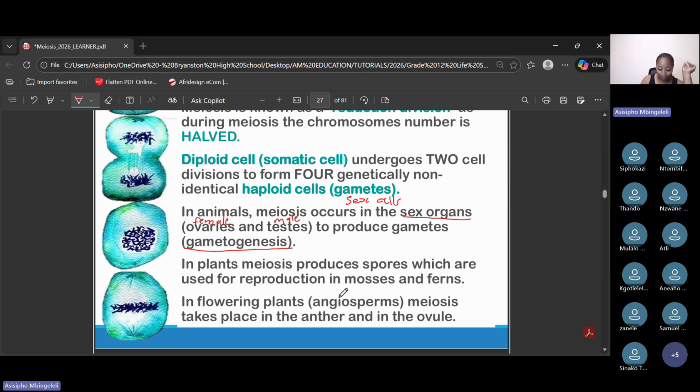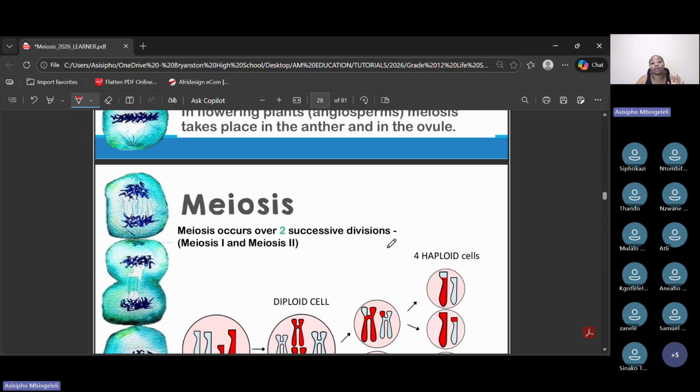Now, in plants, I'm not going to emphasize this because it's not tested. In plants, meiosis will produce what we call spores, and that can still happen on the ovaries in order to produce an ovule and all of that. But don't stress about this. They're not going to ask you about it.